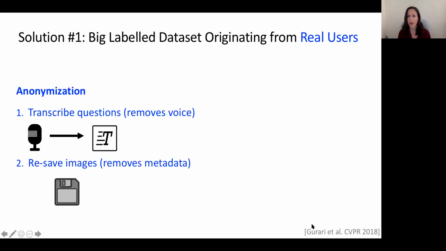In order to package this data set for the community to work on, we had to make sure that we took care of the privacy of all users who submitted their information. And so we took a number of steps in order to do that. First, we transcribed all questions to remove people's voices. We also resaved all images to remove metadata such as their location.